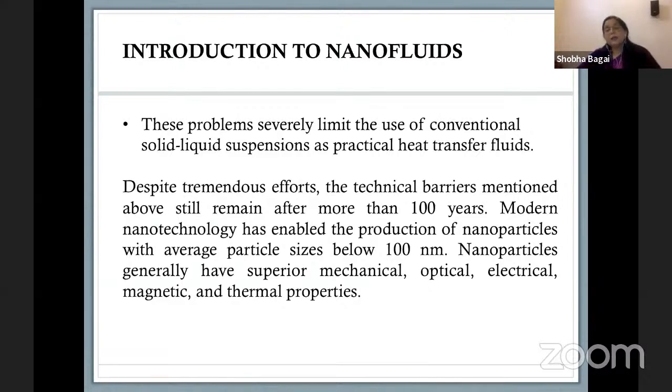And these nanoparticles have superior properties, whether mechanical, optical, electrical, magnetic, or thermal. There are different kinds of nanoparticles being made right now, and we'll come to that a little later. So with all these properties, when we study heat transfer in fluid dynamics, the efficiency of that heat transfer could now be achieved with a theory which was proposed almost a century back by Maxwell.